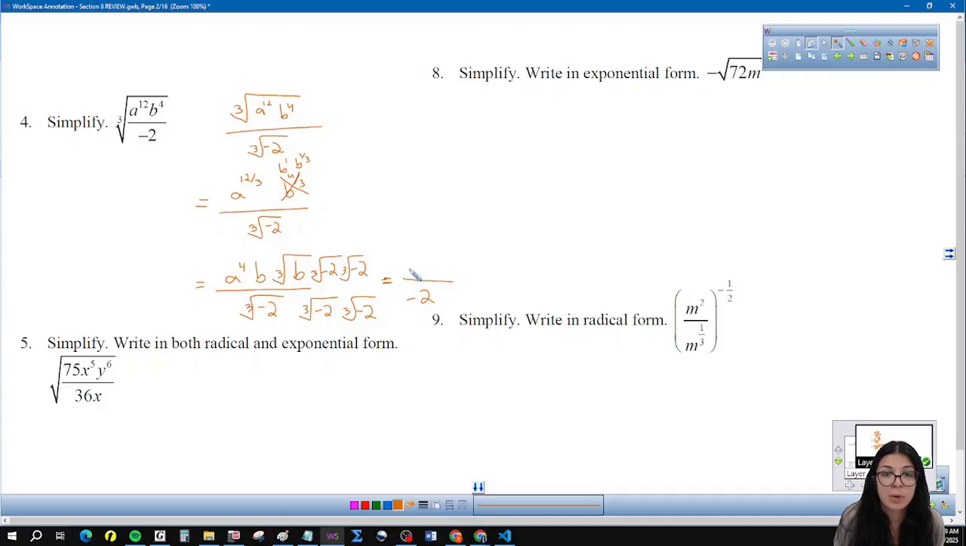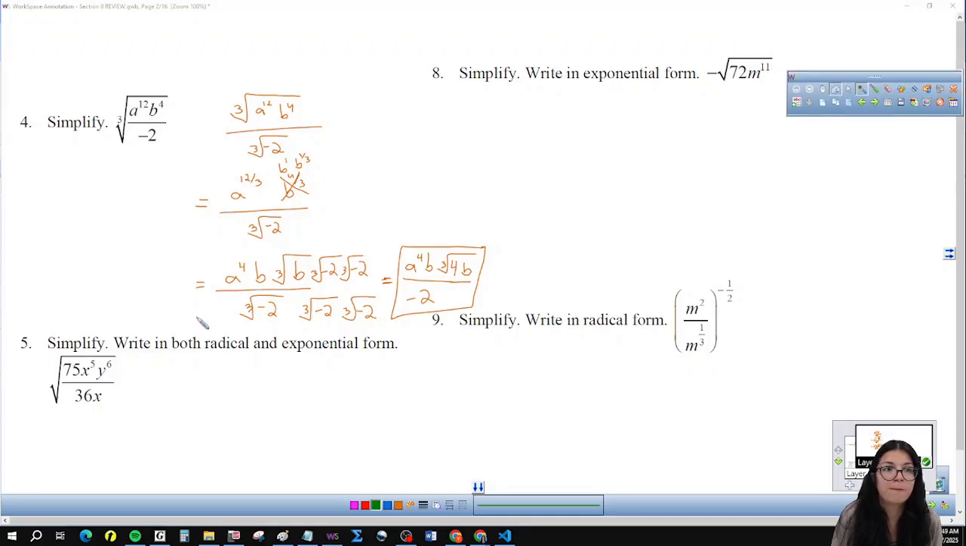So my final answer would be a negative fraction, a to the power of 4, b, and then under the cube root, we would have the 4 and then the b. And I can keep that negative in the denominator, or I could put it on the front of the fraction, or I could put it in the numerator as well.